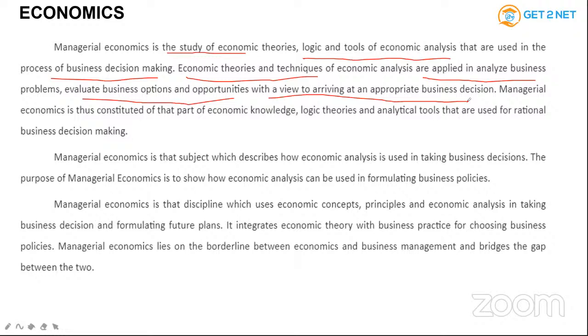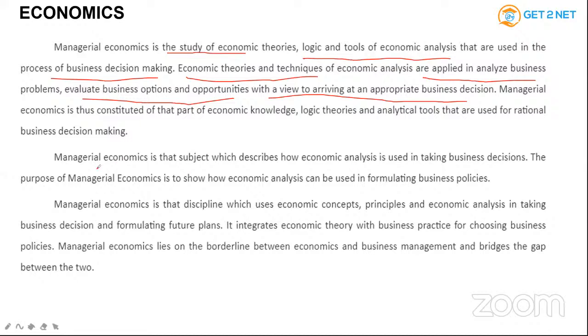So this normally is simple. Just remember, what is managerial economics? It is the study of economic theories, logic, and tools of economic analysis, which are obviously applied in the process of business decision making. Okay. Next.